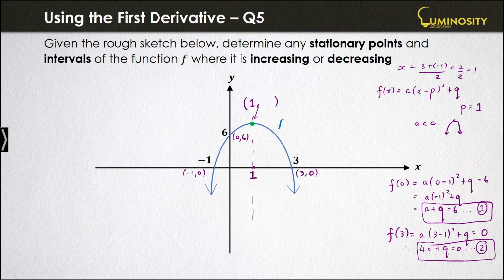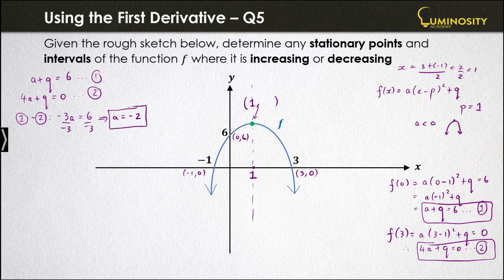So let's go ahead and do that on the left-hand side here. I have a plus q equals 6, and then I have 4a plus q equals 0. Because they each have a q, I'm going to subtract them from each other. So I'm going to say equation 1 minus equation 2. So a minus 4a is negative 3a. q minus q is 0, and then 6 minus 0 is 6. Dividing both sides by negative 3, I get that a must be negative 2, which makes sense. We said our a value must be negative because of the shape.